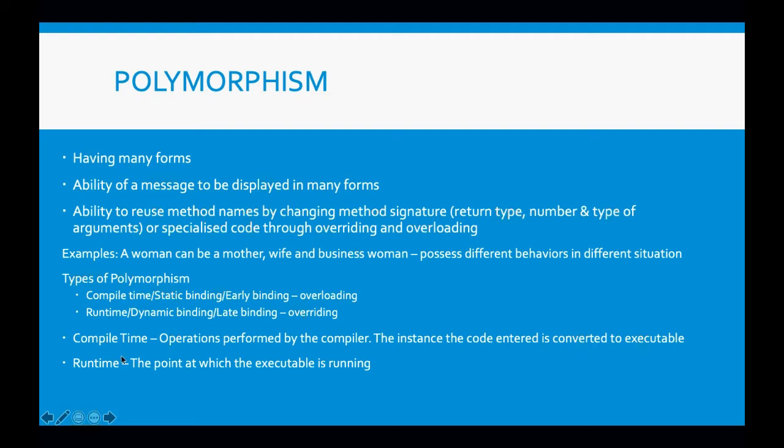So for compile time, I just want to give a quick definition of what compile time is. Compile time is when you write your code into your IDE. So this is the instance your code is entered and is converted to something that can be run by your compiler. And your runtime is the point at which what you've written is running. So there are two different types. They're often misused and they can be quite confusing. Yeah, this is what compile time and runtime means.